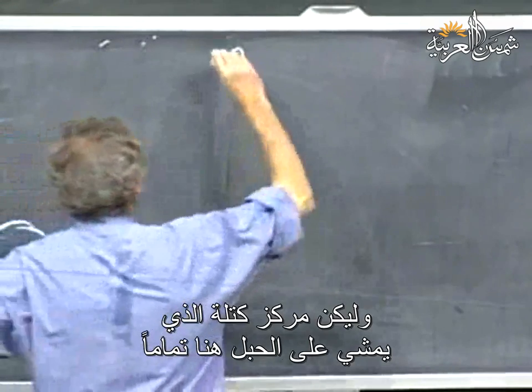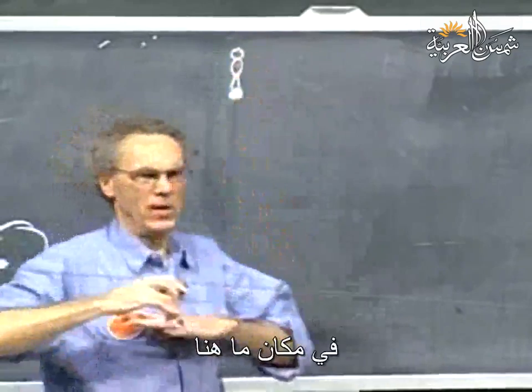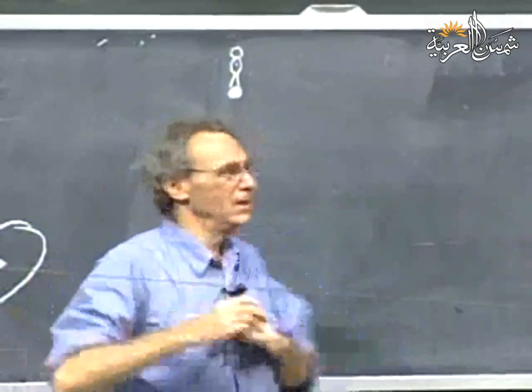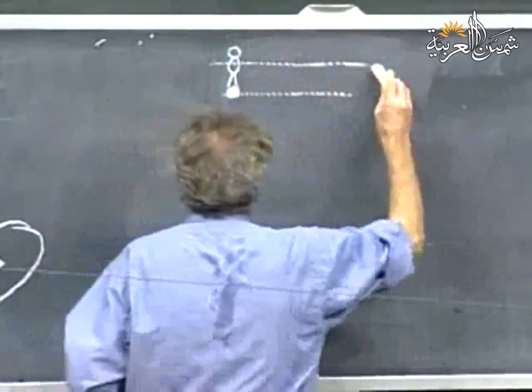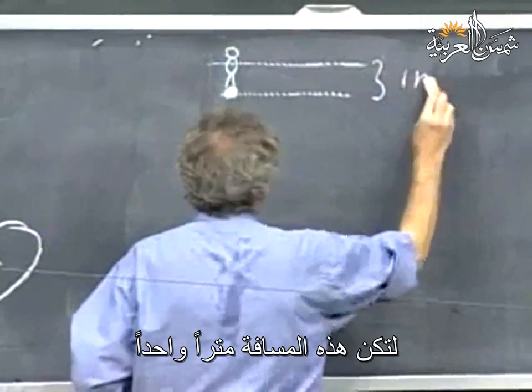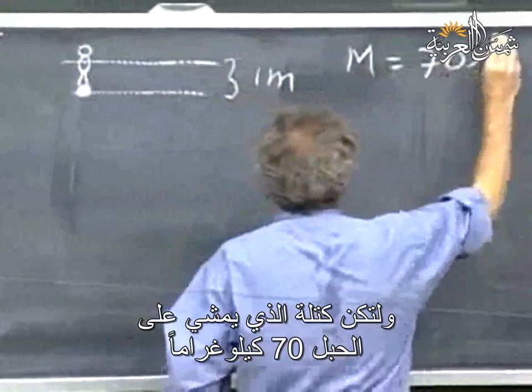And let the center of mass of the rope walker be right here, somewhere here. And the distance between the center of mass and the rope, let that distance be 1 meter, and let the mass of the rope walker be 70 kilograms.